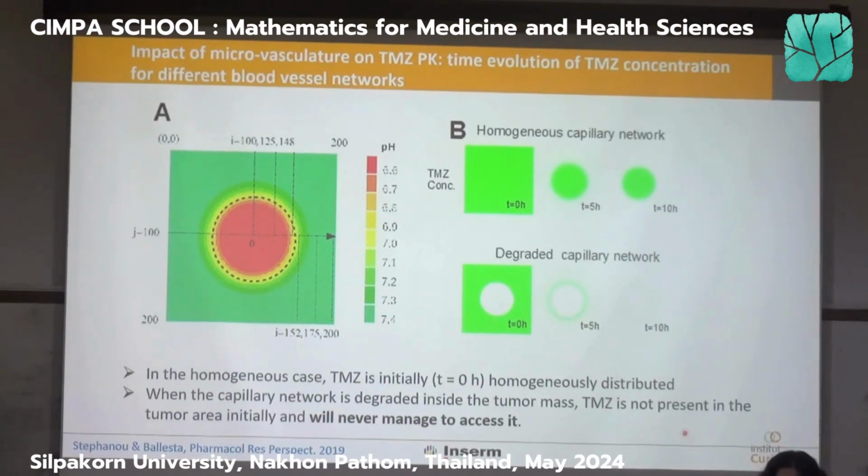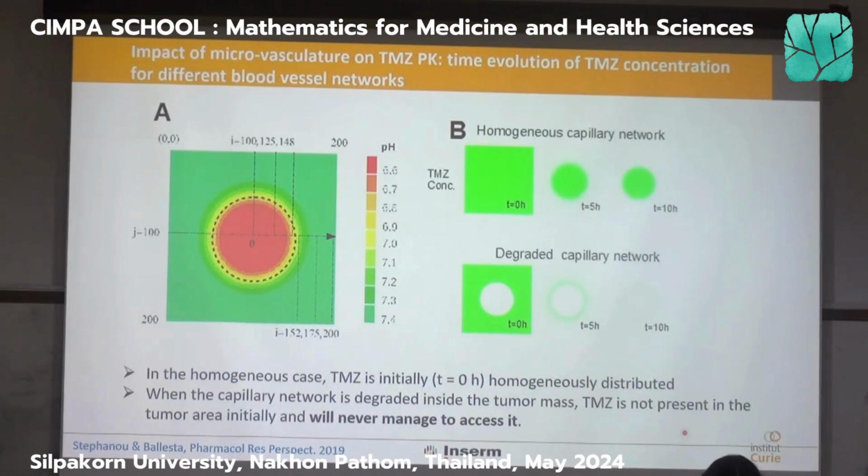So this is the first mechanism of resistance, basically. So basically, if you don't have blood vessels in the tumor, what the modeling tells you is that you will never be able to reach the cells. So you can basically never kill the cells in this situation.